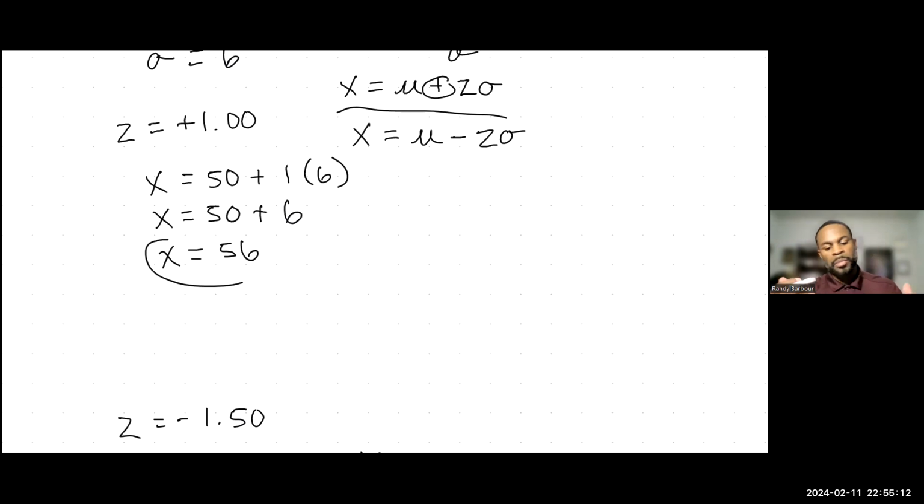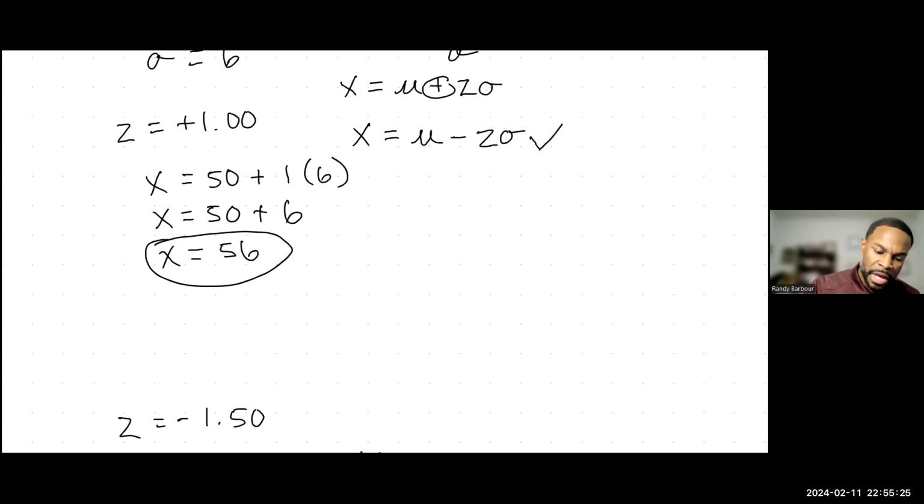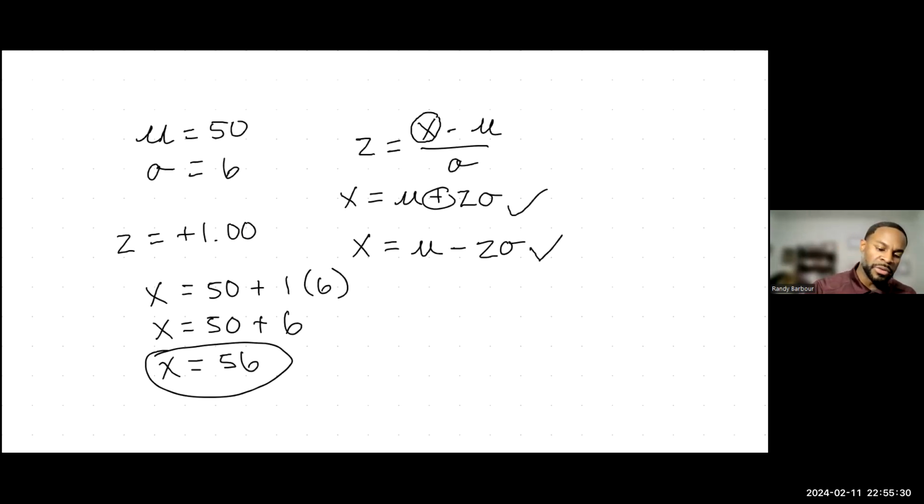Okay, so I did a positive one, I did a negative one. Again, having a positive z-score and having a negative z-score just changes these values here. You'll be using this one for a positive z-score, and you'll be using this one for a negative z-score if you're trying to find your x value. Okay. All right. Let's go back to the slides.